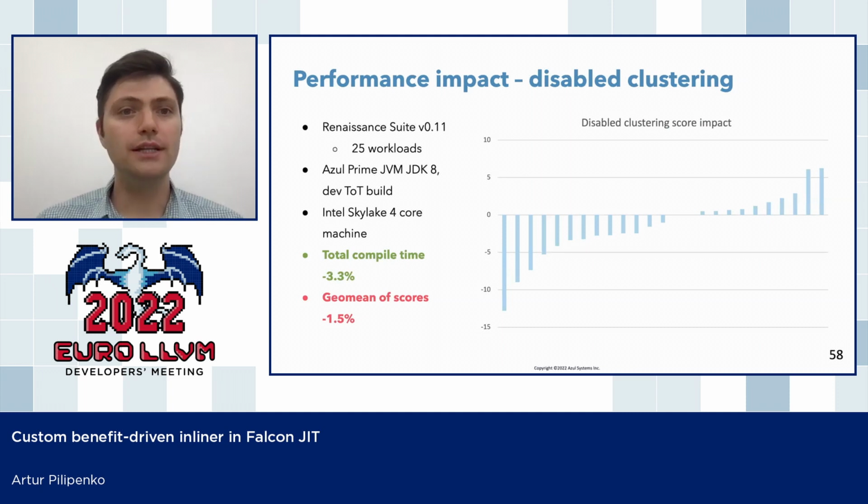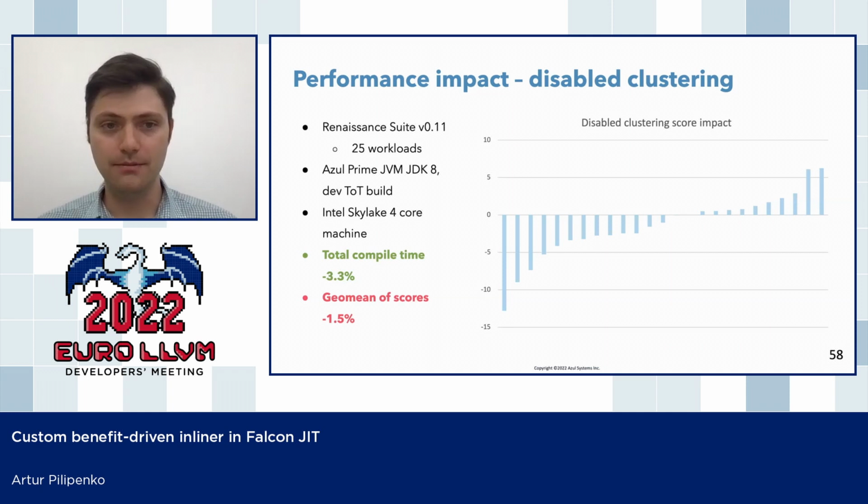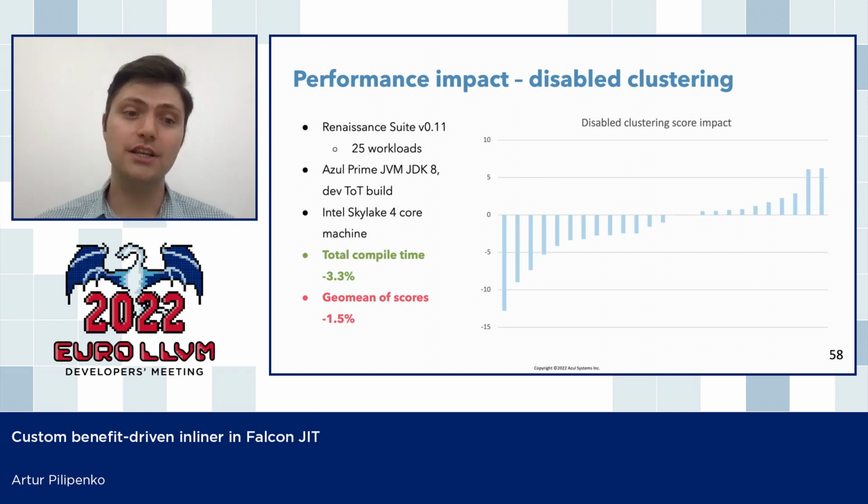So let's take a look at performance impact. Again, Renaissance suite and disabled clustering. If I disable clustering, this regresses the scores, and the geomean impact across 25 workloads is -1.5%. It means that by doing clustering, we are gaining this 1.5%, but it comes at a cost of 3.3% of total compile time.